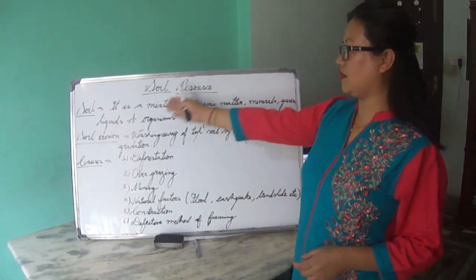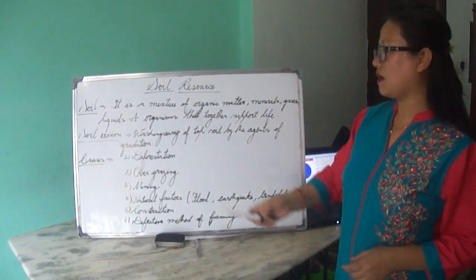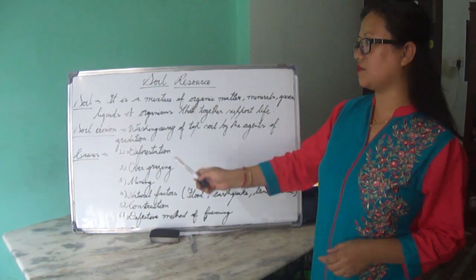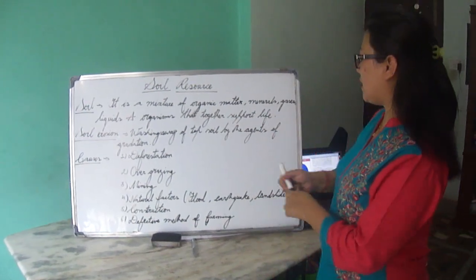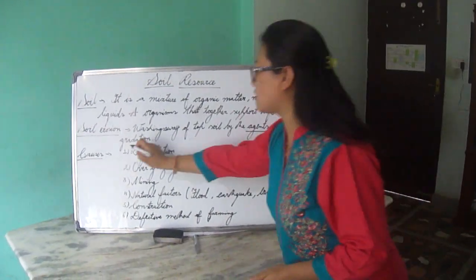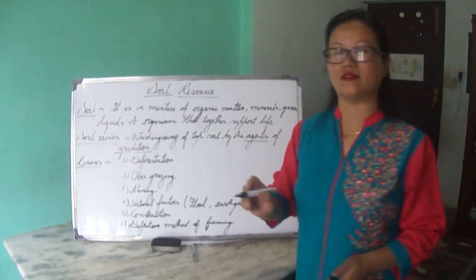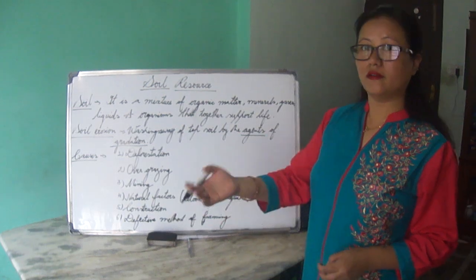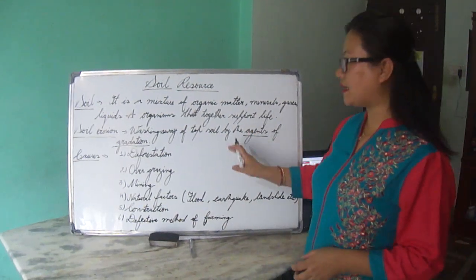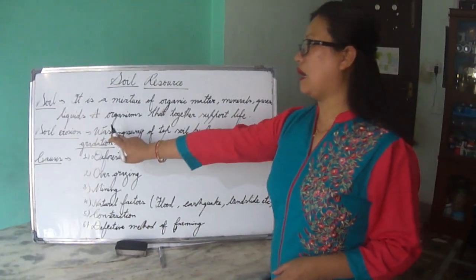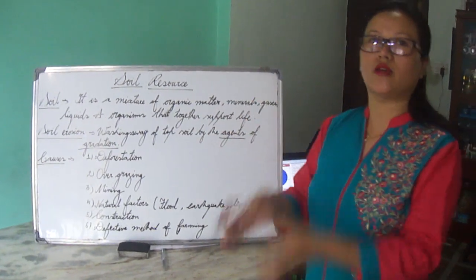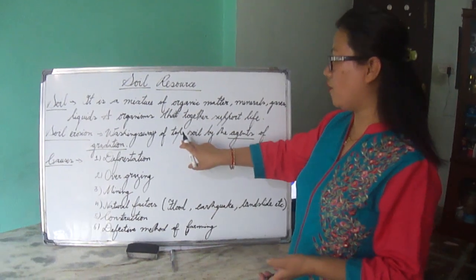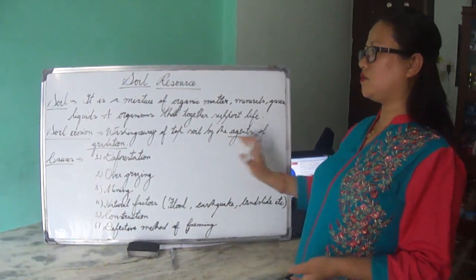Next topic we have soil erosion. It means washing away of topsoil by the agents of gradation, because of any reason. Here, when we talk about agents of gradation, we are talking about natural factors. It can be wind, air, water, rainfall. Whenever soil moves from one place to another, in geographical terms we call it washing away, and that is known as soil erosion.